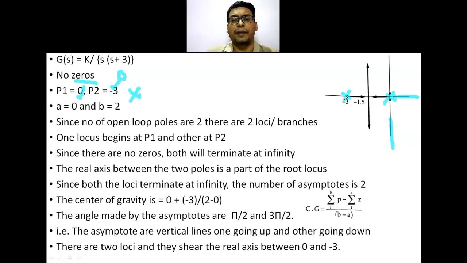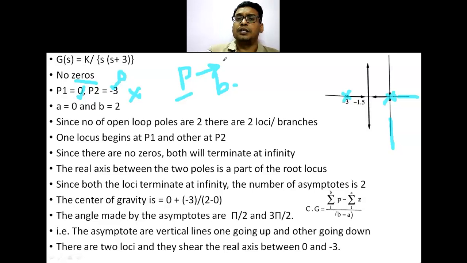So this is the first primary thing we have to do. First, calculate the open loop poles and open loop zeros. Plot these open loop poles and open loop zeros on the graph paper. Then you have to do P minus Z. As many branches as the number of poles: there are P number of poles, so P number of branches will emerge.